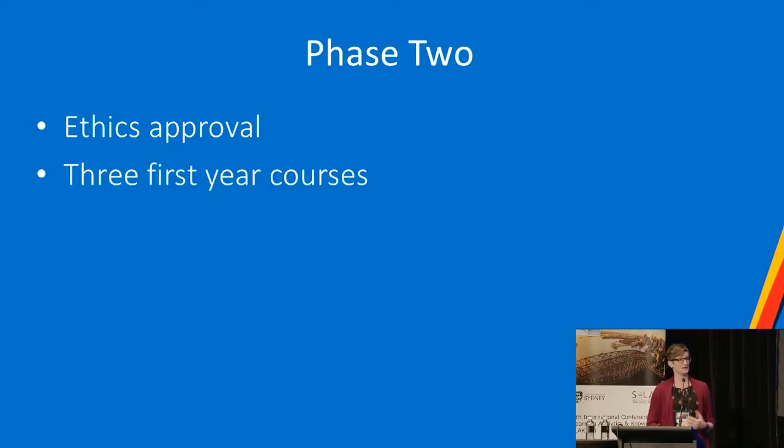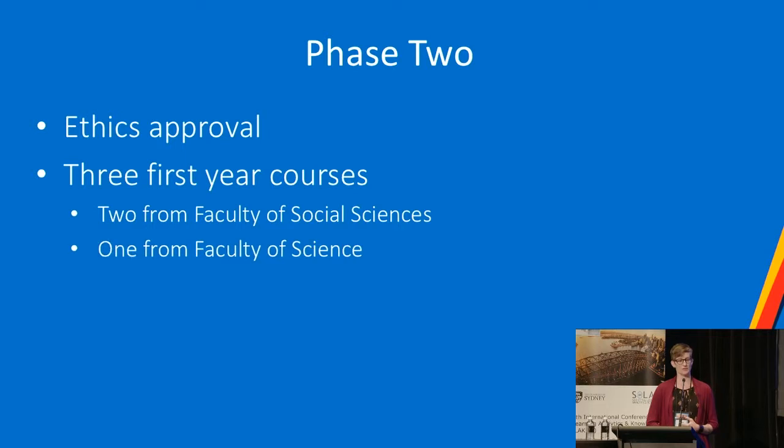So the data that we have, we were able to get data from 3 first-year courses, 2 from the Faculty of Social Sciences and 1 from the Faculty of Science. And as we are doing this now, unfortunately, we don't have the data yet from the Faculty of Science because the professor understandably has other things to do than necessarily contribute to our project, but we will include that data at some point.